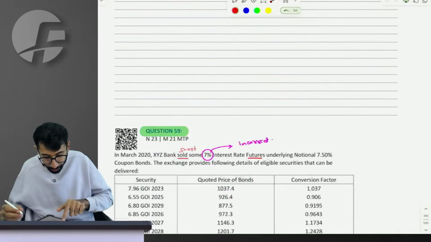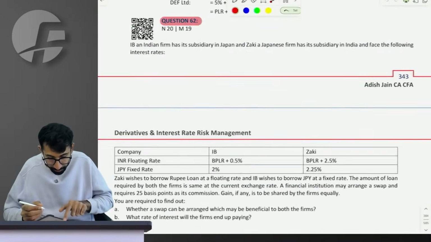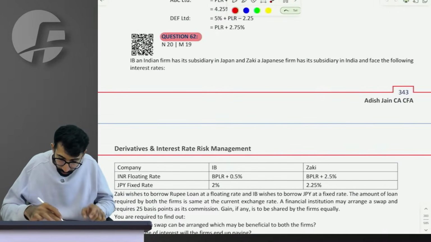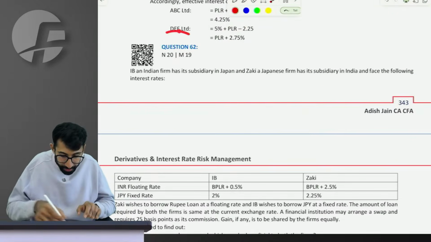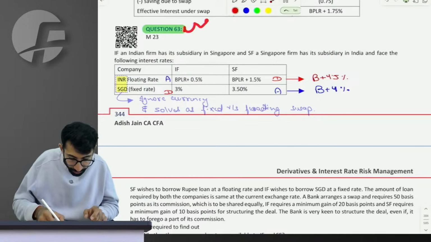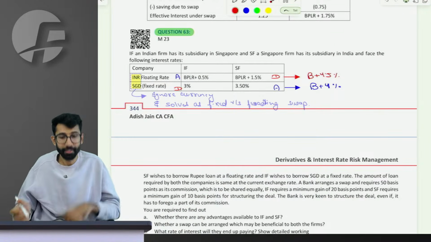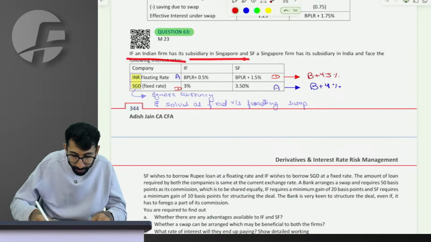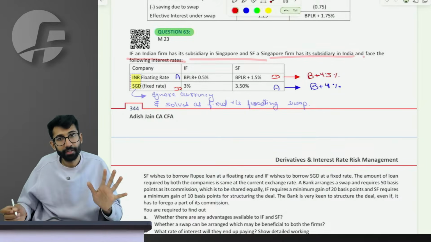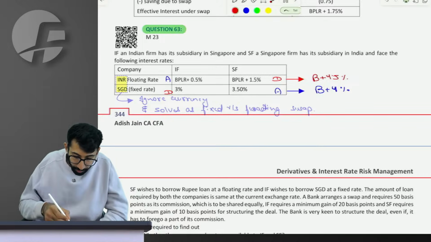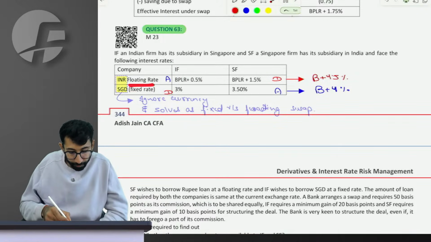You look at the practical question. The next question we're going to do is 63. Question 62 is an easy question, whose advanced version, question 63, we are going to do in the class right now. Back calculating the effective interest rate. IF, an Indian firm, and SF, a subsidiary in India, face the following interest rates. IF can borrow in India at a floating rate at BPLR plus 0.5, and it can also borrow at a fixed rate in SGD at 3%.